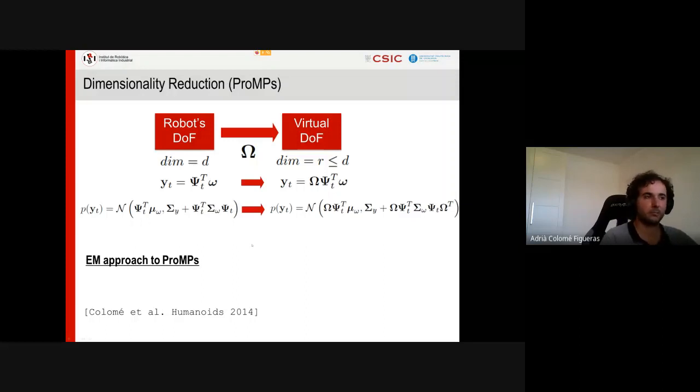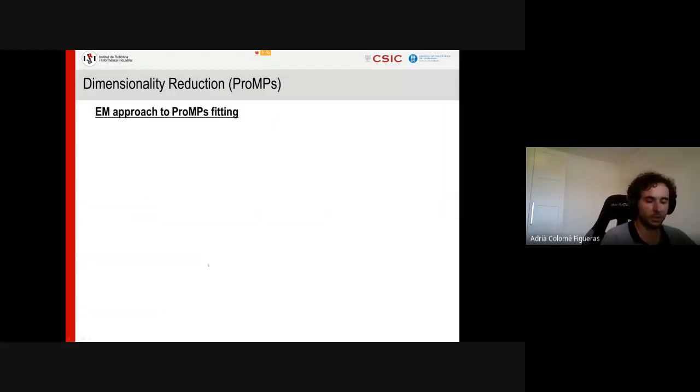To get this omega, we used an expectation maximization approach, which is a statistical inference method. I suggest you read Bishop's book if you're interested. I'll write it in the chat.